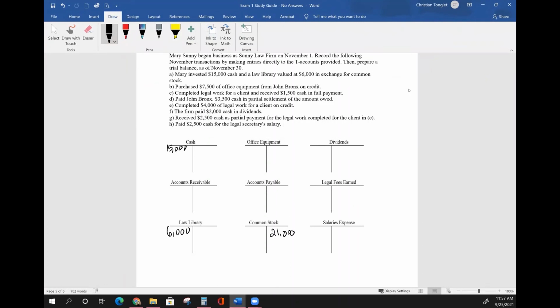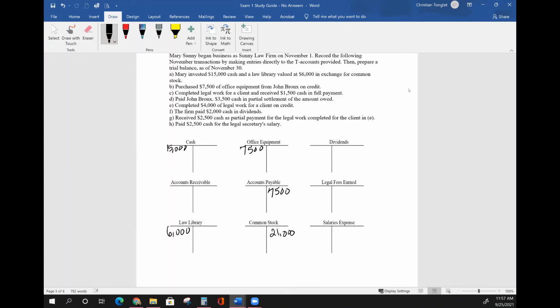All right, B, purchase $7,500 of office equipment from John Box on credit. So I'm buying equipment, not paying cash out for it. I'm buying it on credit. The equipment is an asset, so I debit $7,500. I'm buying it on credit, which means I have to pay it in the future. It's a liability. A liability normally carries the credit balance, so I'm going to have $7,500 in accounts payable. It's increasing accounts payable, so I have to do a credit.